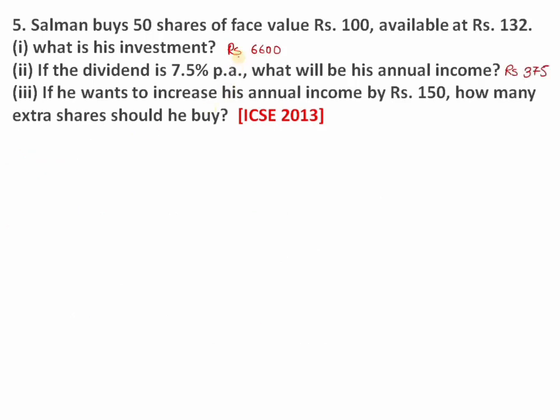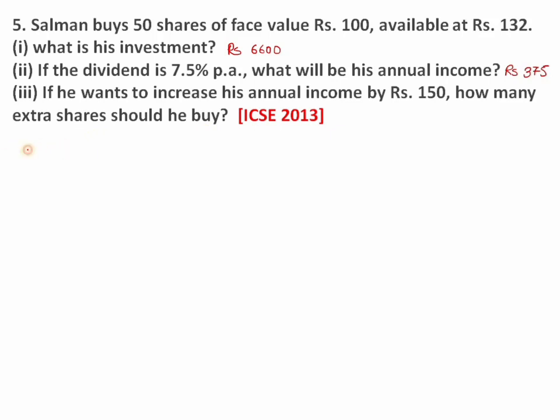As you can see, I have noted down the answers for the earlier two questions. Now the third part says, if he wants to increase his annual income by rupees 150. Earlier his annual income is rupees 375, but he wants his annual income to be more by rupees 150. Then how many extra shares should he buy? Obviously if you want to have more income, you need to purchase more shares. So how many extra shares you have to purchase, that's what you need to find.